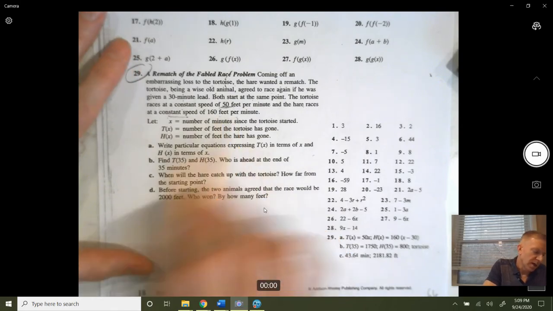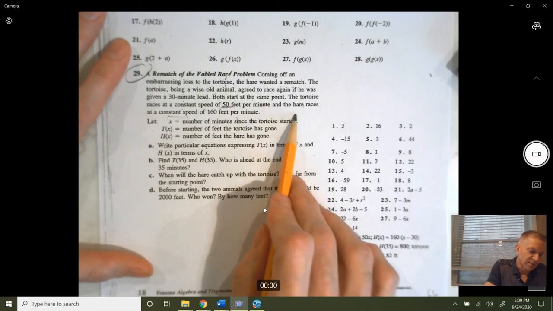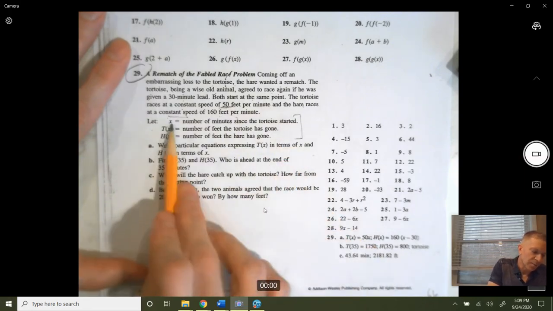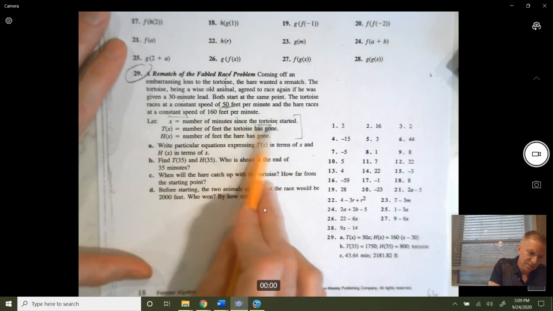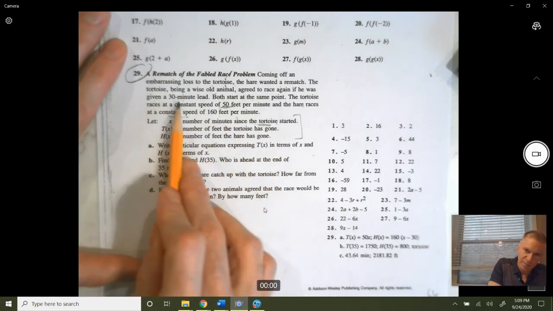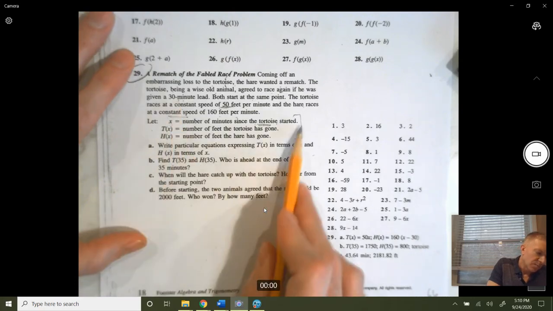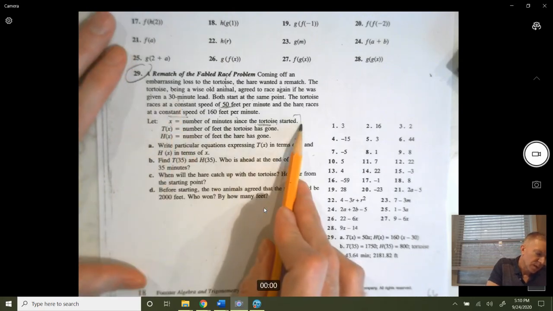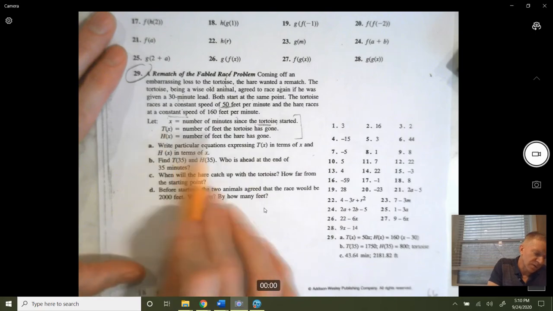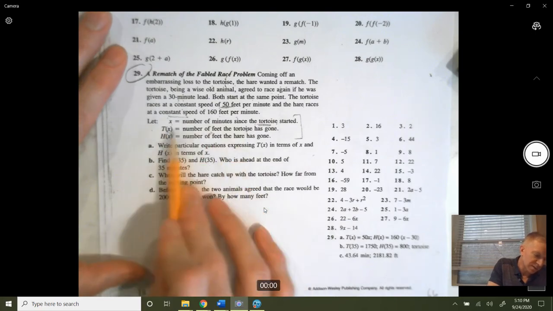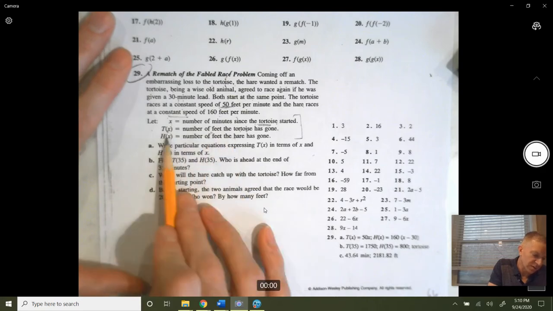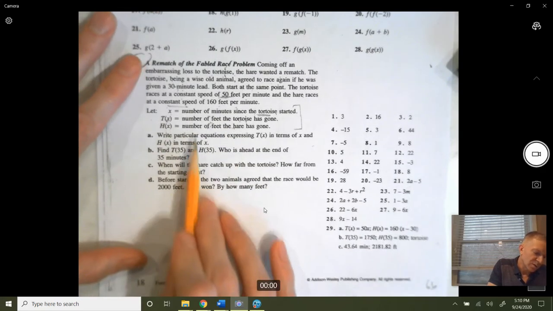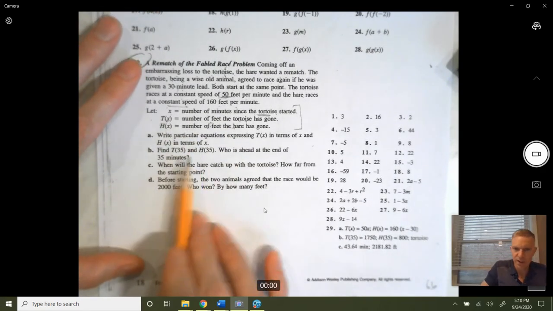Okay. And this is nice. They've defined the variables for you. So x is the number of minutes since the tortoise started. Notice the tortoise started. And the hare is given a 30-minute lead. And t of x is the number of feet the tortoise has gone, so the distance for the tortoise. H of x is the number of feet, so the distance for the hare. Write these particular equations, and then we're going to find all this.